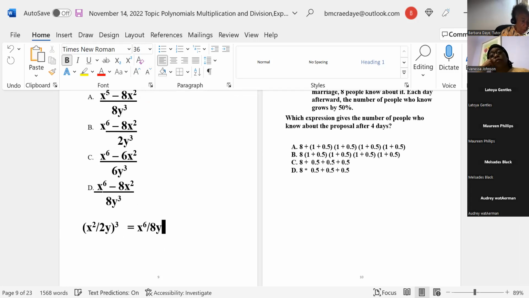Remember, you have to raise the coefficient and the variable to a power. Oh, I didn't do that. I don't understand right there, Miss. Okay. Let me just take this. 3 times 2 is 6. So if I break this up, let's see.